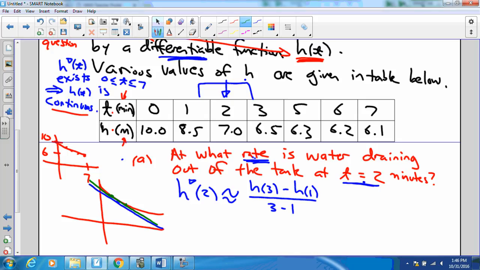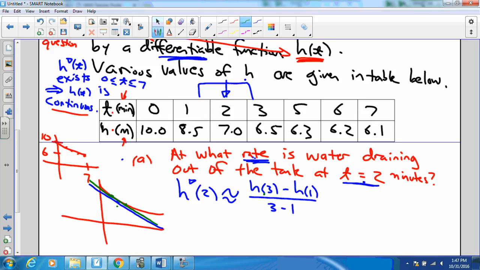And if you look at that line, it looks pretty darn close to being parallel to the blue line, the tangent line. So the slope of this secant line is going to be an approximation to the slope of the tangent line in blue right there. And you can see that as long as my curve is pretty well behaved, that approximation is going to be pretty good.